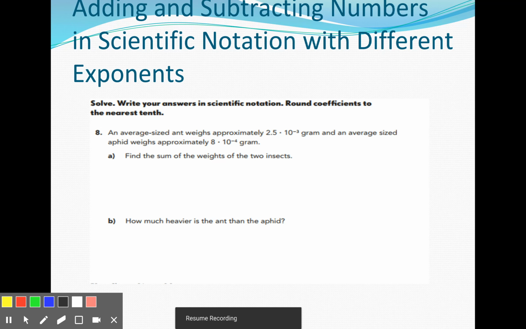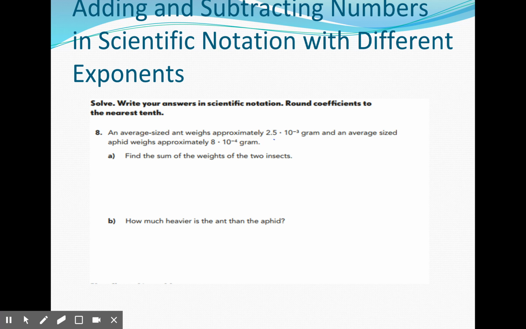All right, so another example here. An average size ant weighs approximately 2.5 times 10 to the negative third, and an average size aphid weighs 8 times 10 to the negative fourth grams. So find the sum. So we want to change 2.5 times 10 to the negative third to something times 10 to the negative fourth. So we're dropping down that exponent by 1. So we're going to move our decimal over 1 space. So this is 25 times 10 to the negative fourth.